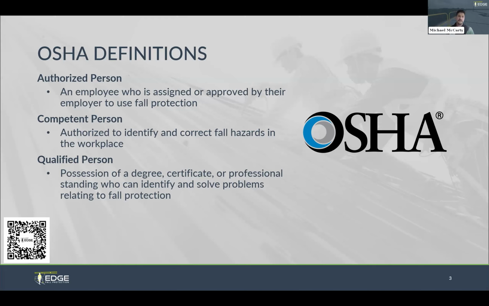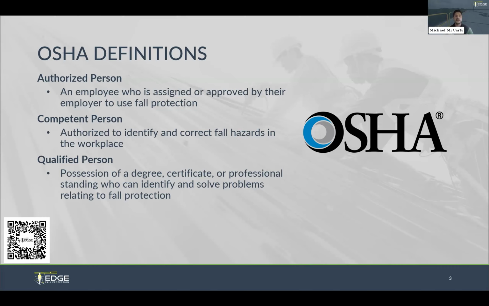A competent person: we generally have a few of these on site on our install team, but these people are authorized to identify and correct fall hazards in the workplace. They've had more formalized training than your general authorized person, and they've undergone some sort of class. We send our people externally, so they learn internally, but they also get some good input from other sources.